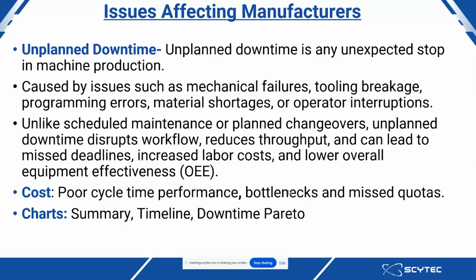So the number one issue affecting manufacturers in modern manufacturing these days is unplanned downtime. Unplanned downtime is an unexpected stop in machine production, and it's caused by issues such as mechanical failures, tooling breakage, programming errors, material shortages, and also operator interruptions. Unlike scheduled maintenance or planned changeovers, unplanned downtime disrupts workflow, reduces throughput, and can lead to missed deadlines, increased labor costs, and lower overall equipment effectiveness.